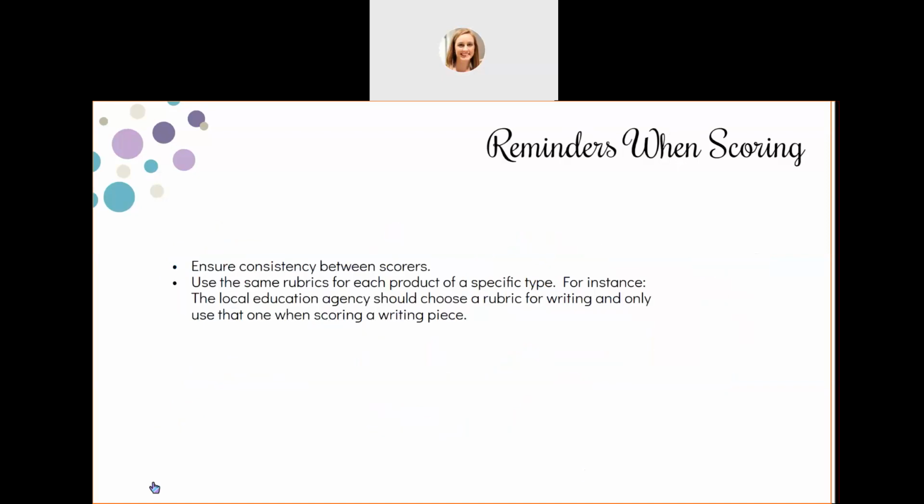And some additional reminders when you're scoring is to ensure consistency between scores. So take time at the beginning of the year to make sure everyone's on the same page about scoring the products. Once you've chosen a rubric, use that same rubric for each product of a specific type. So for instance, if your LEA chooses a rubric for writing, only use that one when you score a piece of writing.